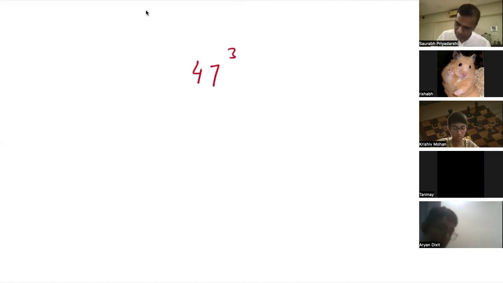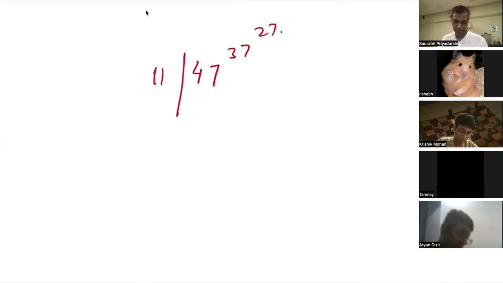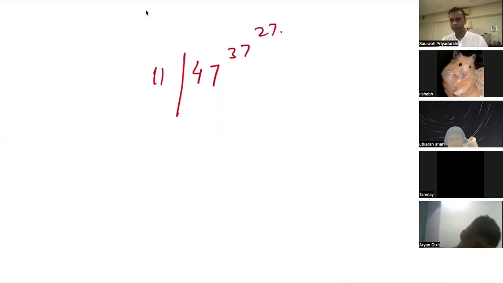47 to the power 37 to the power 27, when divided by 11, leaves the remainder. Now, this is the question. Sir, you gave this once. Very good. So this time, the answer must be perfectly correct, without any doubt. Please go ahead.